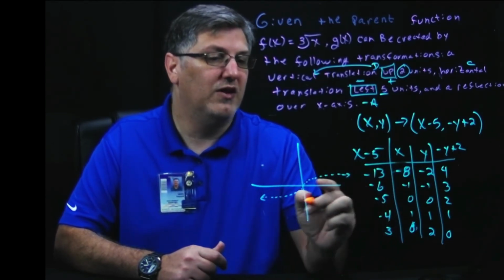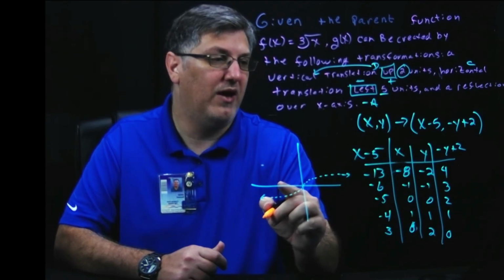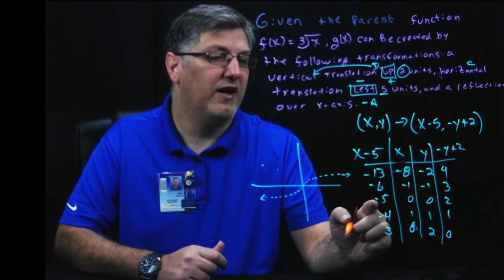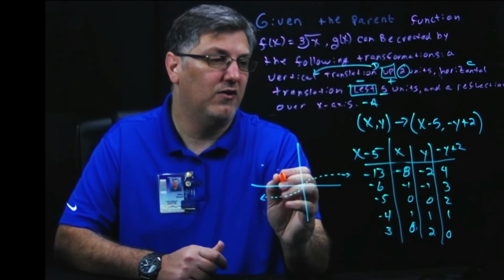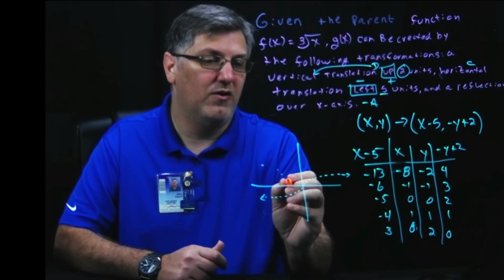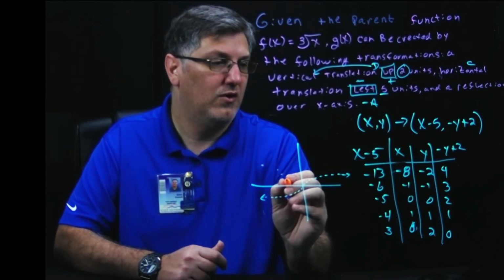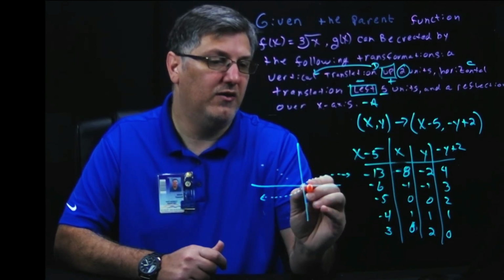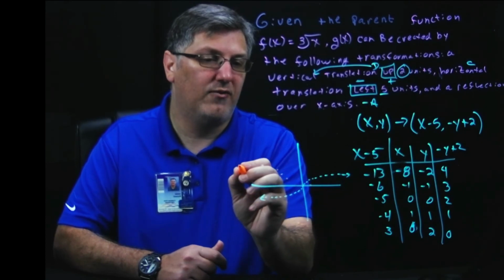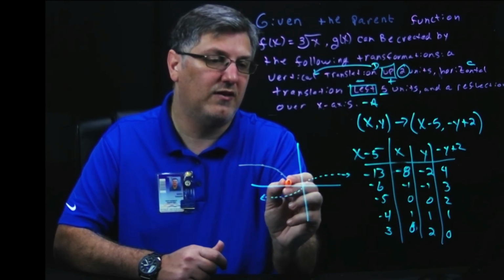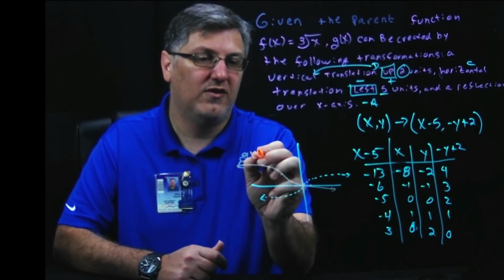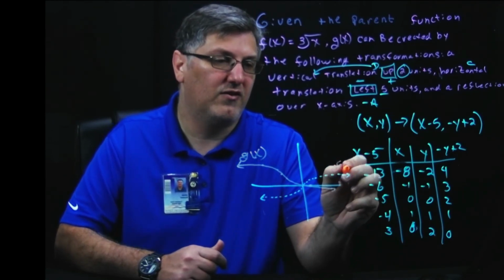Then I want to do negative 6, about halfway, 3, which will be up close. Negative 5, which will be really close again, and then 2. And then negative 4, 1. And then 3, 0. So this graph is going to look something like this. So this is g of x, where this is f of x.